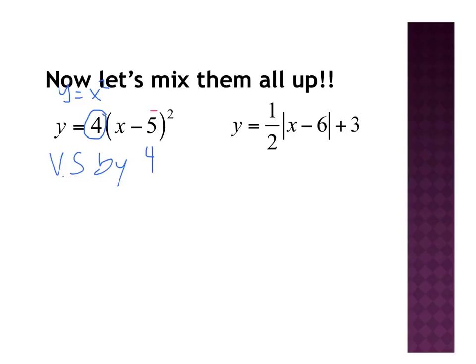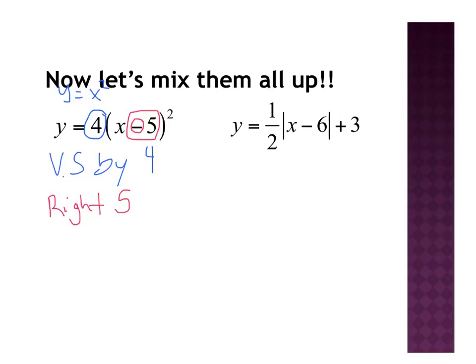Next thing we look at is our -5. Now this is inside, so I know it's horizontal. Well, when something's added or subtracted, we're going left or right, and we need to think opposite. So in this case, since this is negative and we want to think opposite, we're going to go right 5.